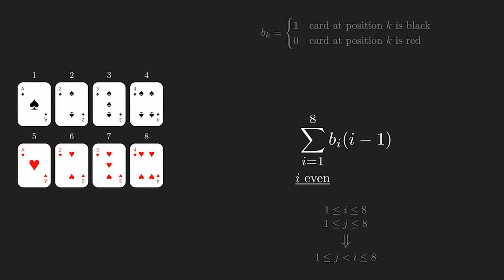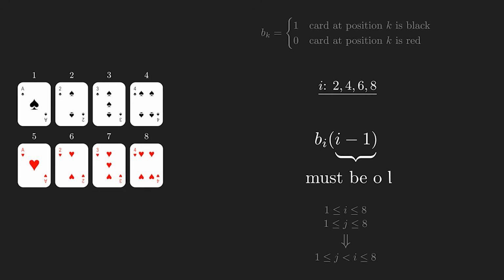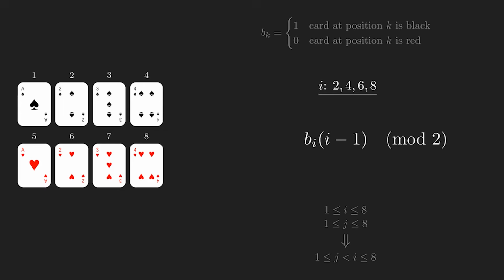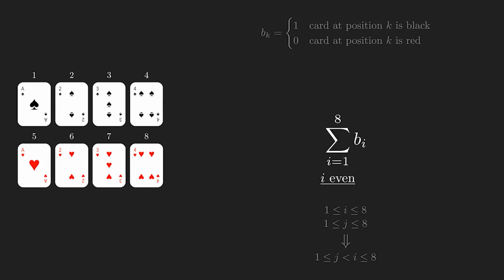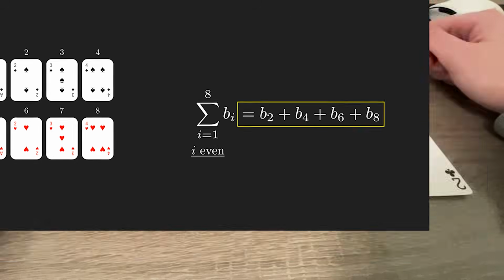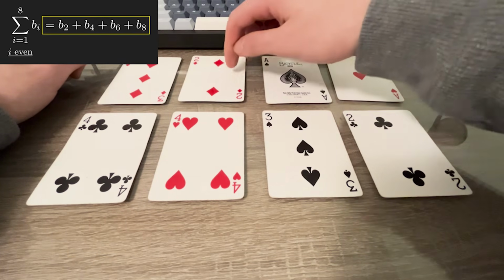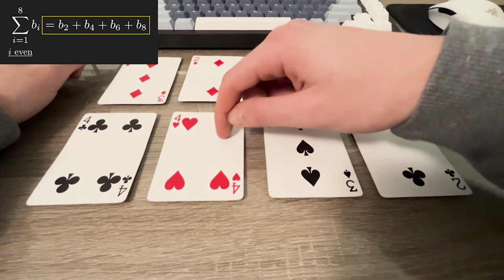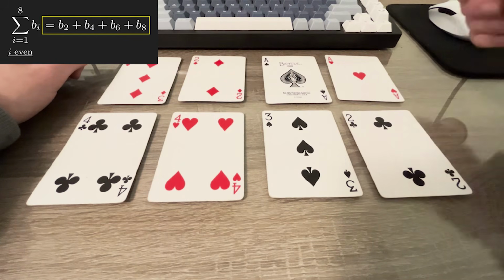Now that we know the only values of i in this sum are even, that must mean that i minus 1 is odd. But mod 2, that would just evaluate to 1. This means that our final sum to count the parity of black-red inversions is the sum as i goes from 1 to 8, but only the even values in that range, of bi. Expanded out, this is just b2 plus b4 plus b6 plus b8. So, if we transition back to the cards, this would mean going through the cards in the even index positions and adding 1 to the parity if the card at that index is black.